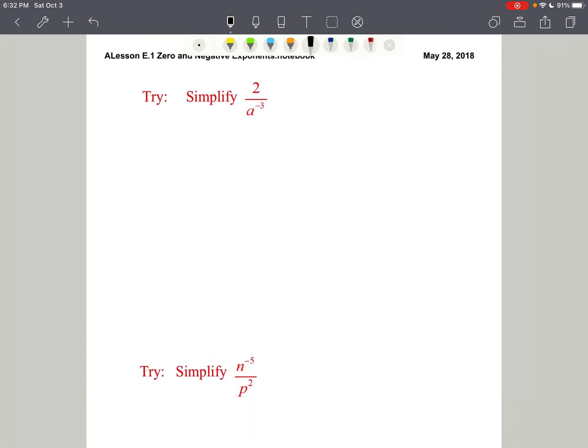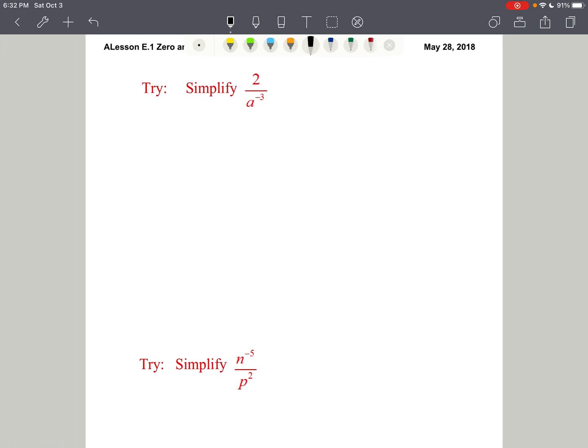Okay, let's see if you can try these two problems. 2 over a to the negative 3 and n to the negative 5th over p squared. Okay, welcome back. Hopefully you've tried this on your own and you got 2a to the 3rd power.